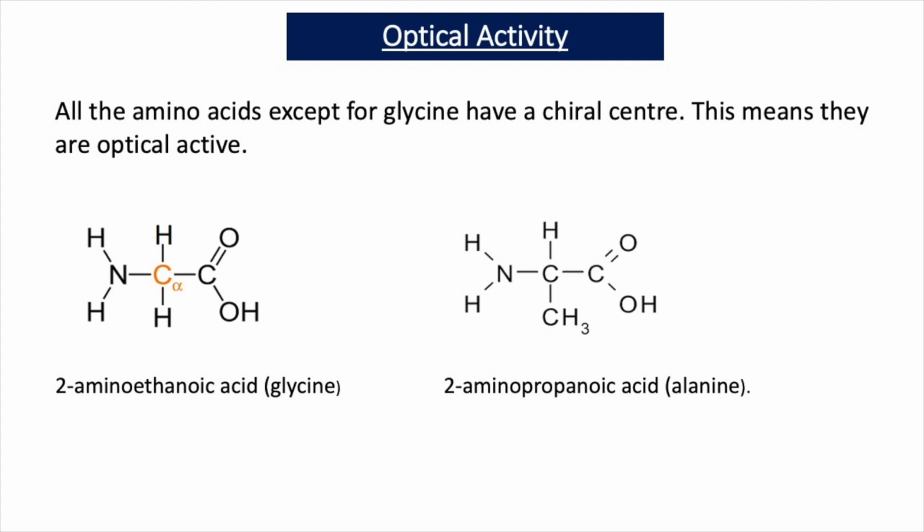And optical isomerism occurs when you have a carbon next to 4 different groups. And when this happens, we call it a chiral center. So all the amino acids except for glycine have a chiral center because they've got a carbon next to 4 different groups. Now, optical isomers have virtually the same properties as each other, apart from their ability to rotate plane polarized light.